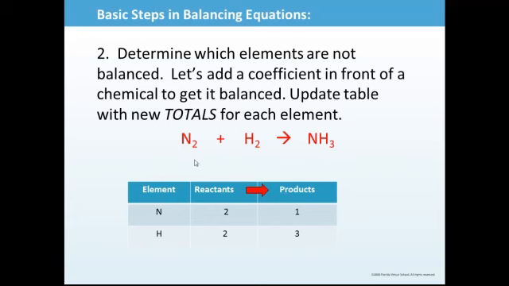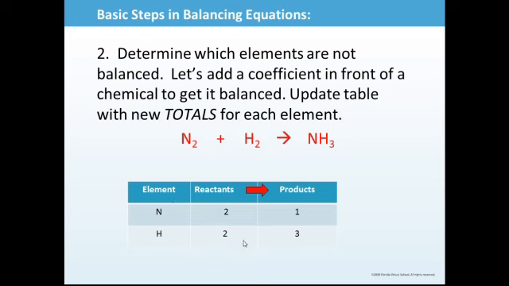The second step, after we have already made our table and written down how many of each element we have, is to determine which elements are not balanced. In here we see that both nitrogen and hydrogen are not balanced. So we're going to randomly pick one element. It does not matter which one you start with.